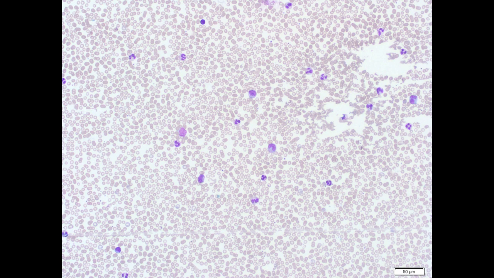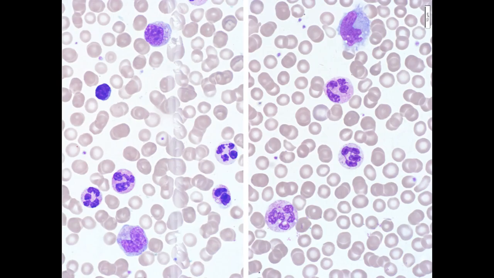Here's his peripheral blood from low power. You can appreciate the fact that he has a relative leukocytosis, and perhaps from this power you may be able to see that he has a somewhat lower platelet count. On higher power, you can see that there are neutrophils here that appear to be mature, but some of the neutrophils appear dysplastic. Here's one with 2 lobes and maybe some hypergranulation. Here's another one with normal lobation pattern, but is completely hypogranular. Others have slightly abnormal lobation patterns in the morphology of the lobes.